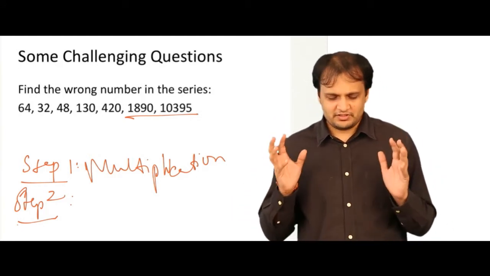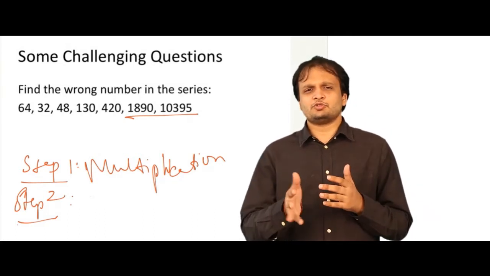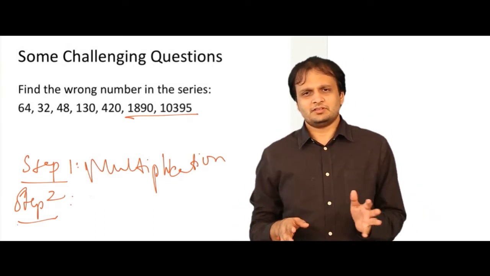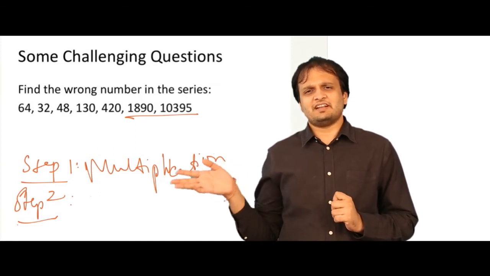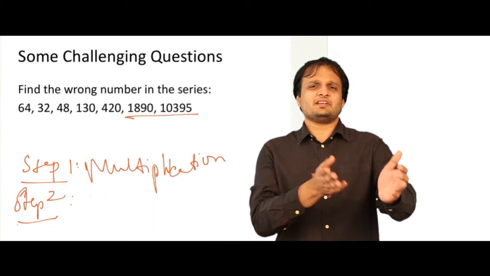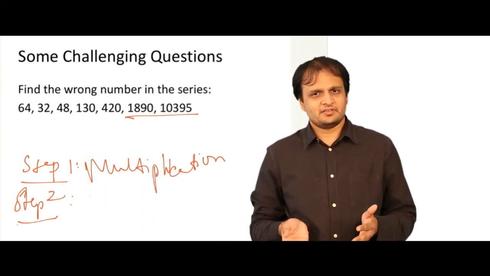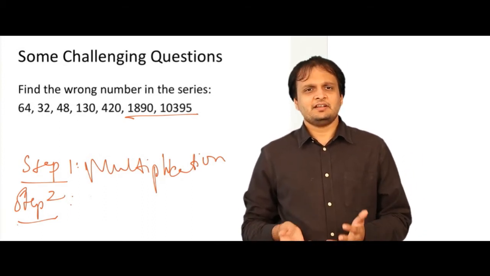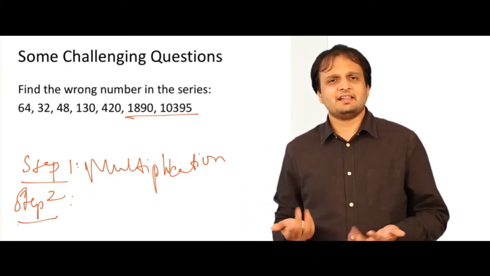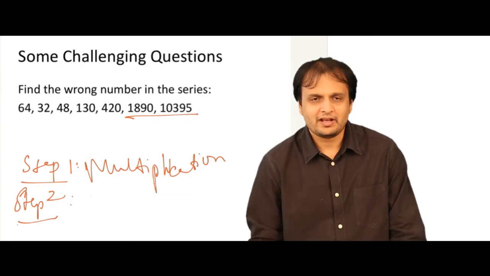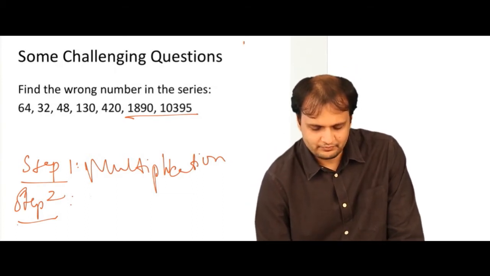Now let's look at these two numbers. 1890 is close to 2000, and 10,395 is close to 10,000. So what's the relationship between 2,000 and 10,000? 2,000 5s are 10,000, right? And we know we have to do multiplication. So we should try multiplying it by 5. Let's see what happens. So let's do 1890 multiplied by 5.